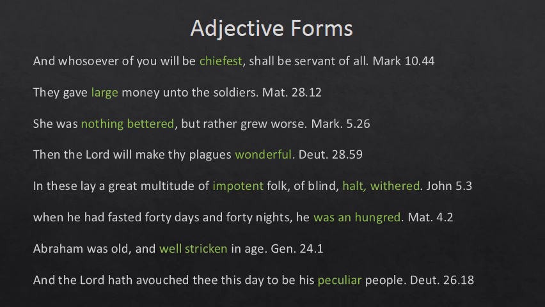When he had fasted 40 days and 40 nights, he was an hungered. That's short for he was an hungered person. How would we say that today? Abraham was old and well stricken in age. We understand that. Do you see that comes from the verb to strike? Strike, stricken. So getting old has a metaphor of being hit by time.